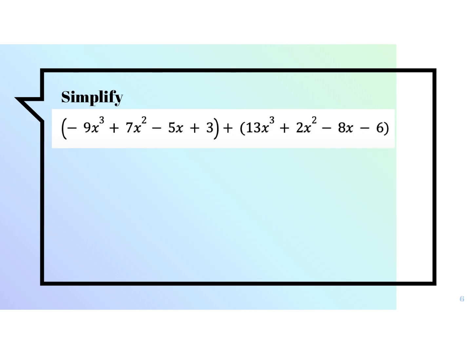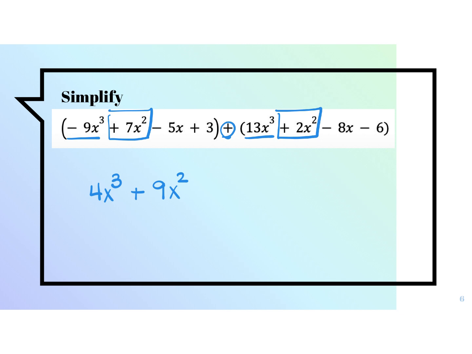So let's look at this first example. This first example is telling me to add these things together. So when I'm adding, I'm just going to combine my like terms. So I have negative 9x to the 3rd and 13x to the 3rd. I add those together, so negative 9 plus 13, I'm going to get 4x to the 3rd. Then I have 7x squared plus 2x squared. So I'm going to add those together, I'm going to get 9x squared.